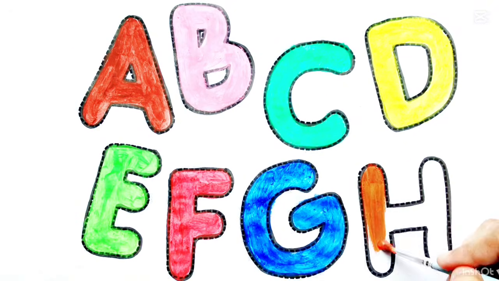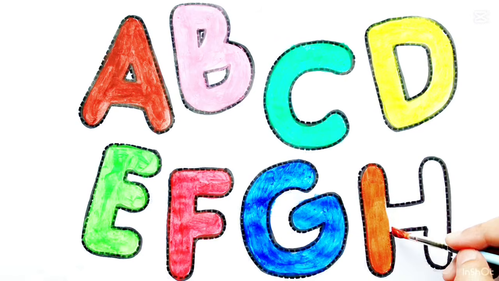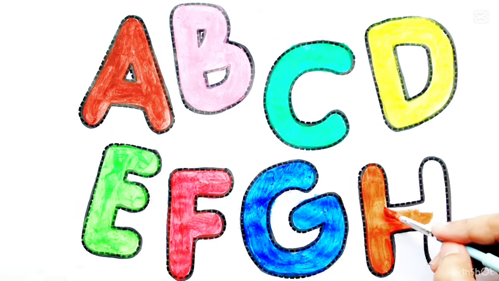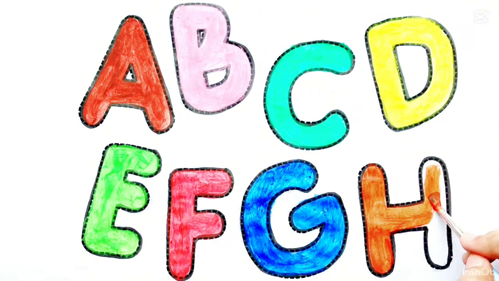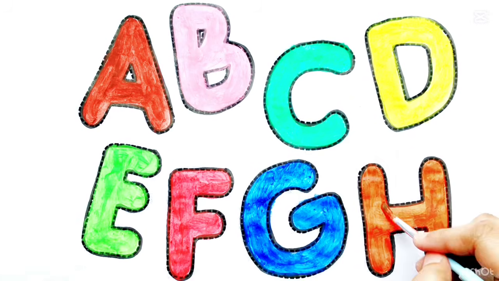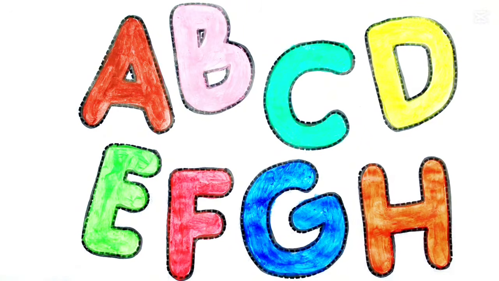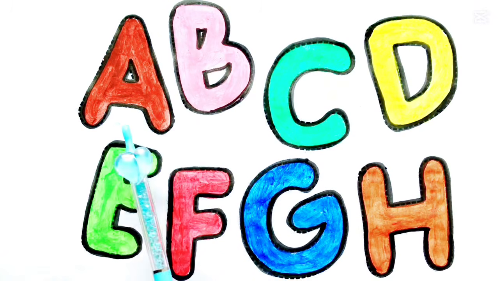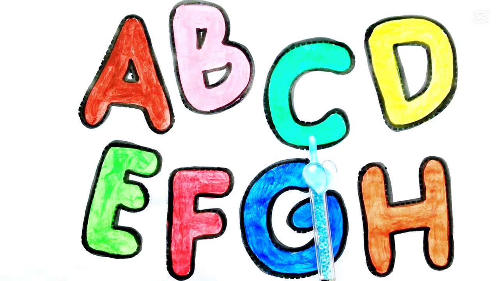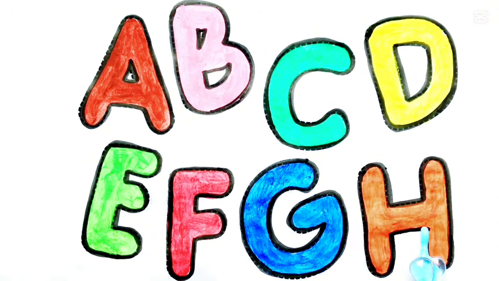Orange color. H for house. Let's learn. A, B, C, D, E, F, G, H.